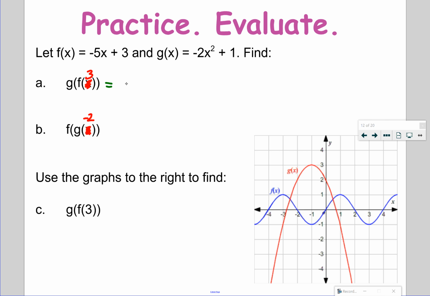Okay, so I'm going to first find f of 3. I'll just do that off to the side. Negative 5 times 3 plus 3. That's negative 15 plus 3, which is negative 12.